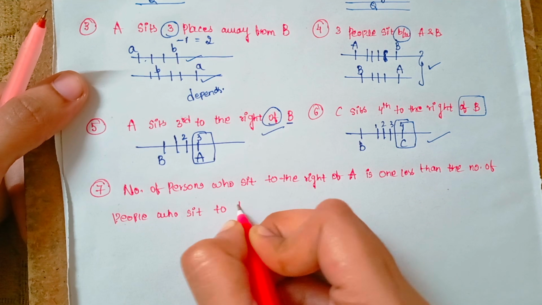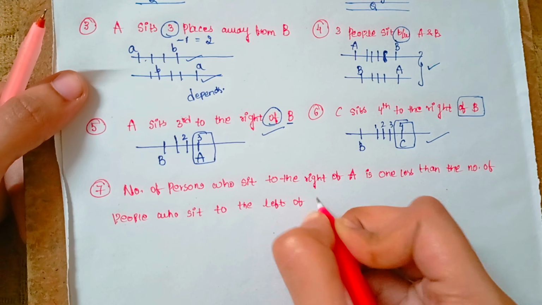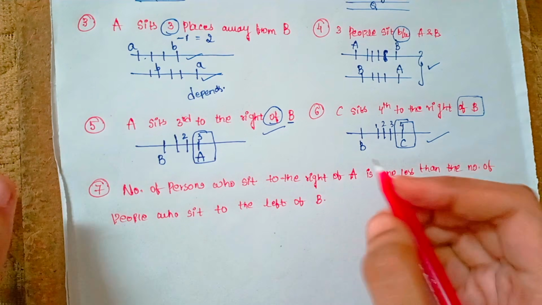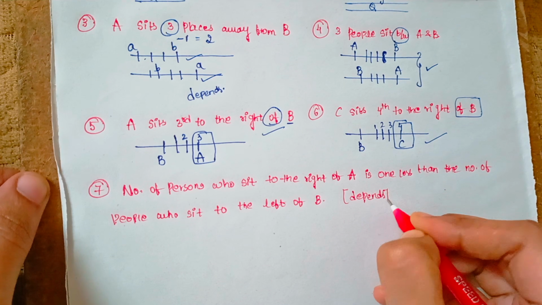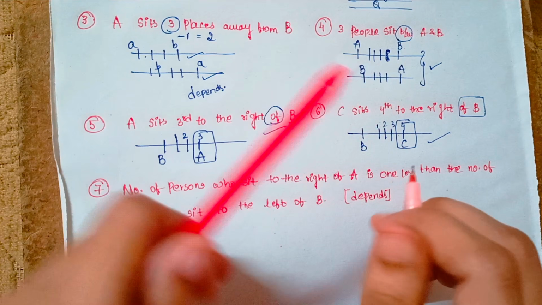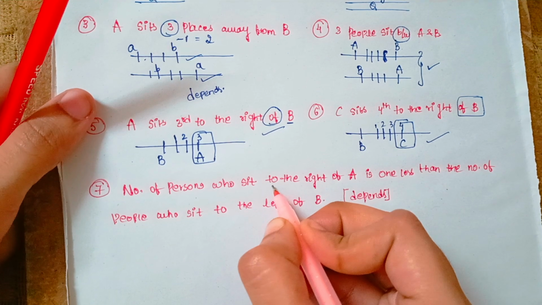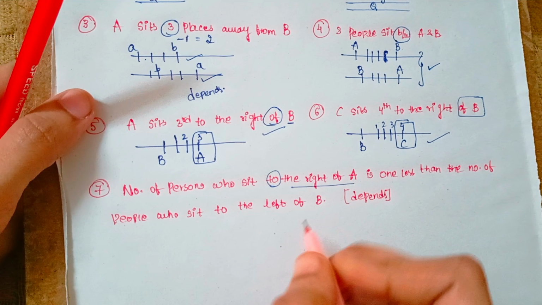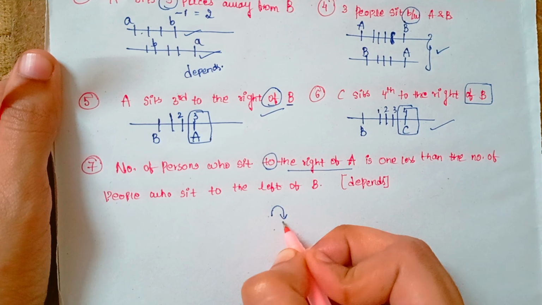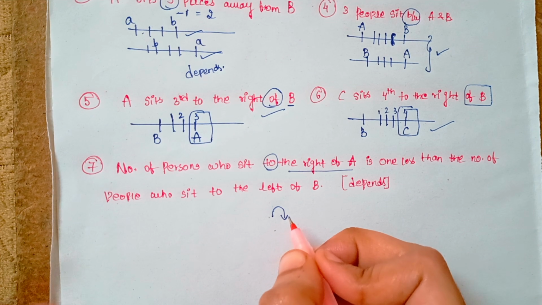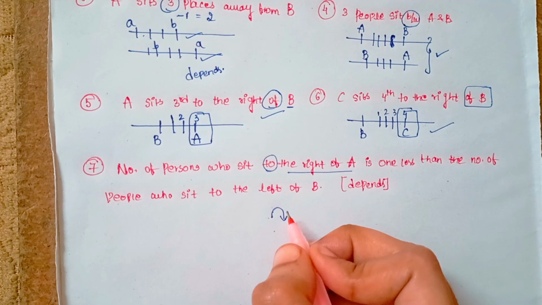Number of persons who sit to the right of A is 1 less than the number of people who sit to the left of B. This statement also depends on the particular question. I am saying this for example. Number of persons who sit to the right of whom? Right of A. So take this as a base. Right of A. This arrow indicates right side. So just write A here. It means right side of A.